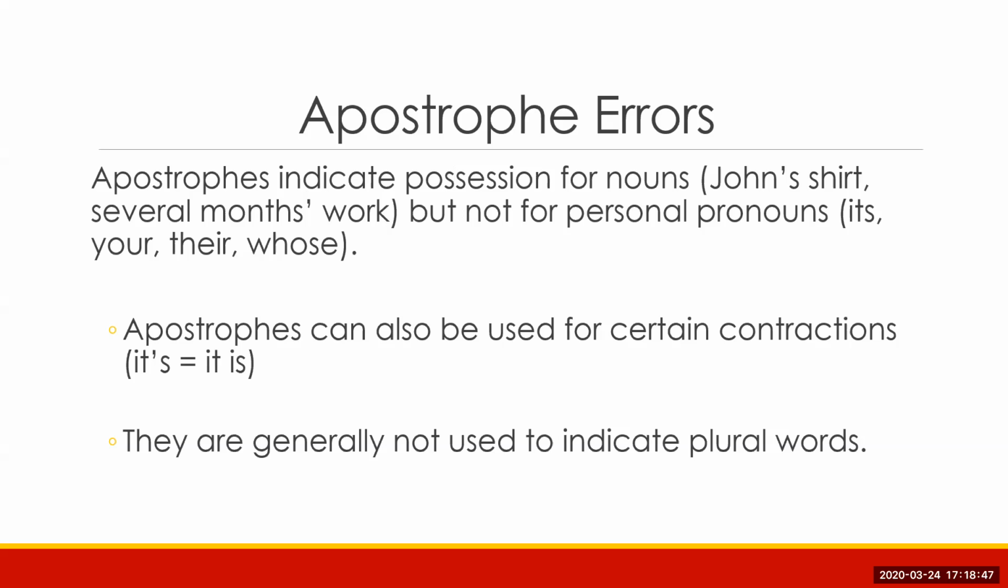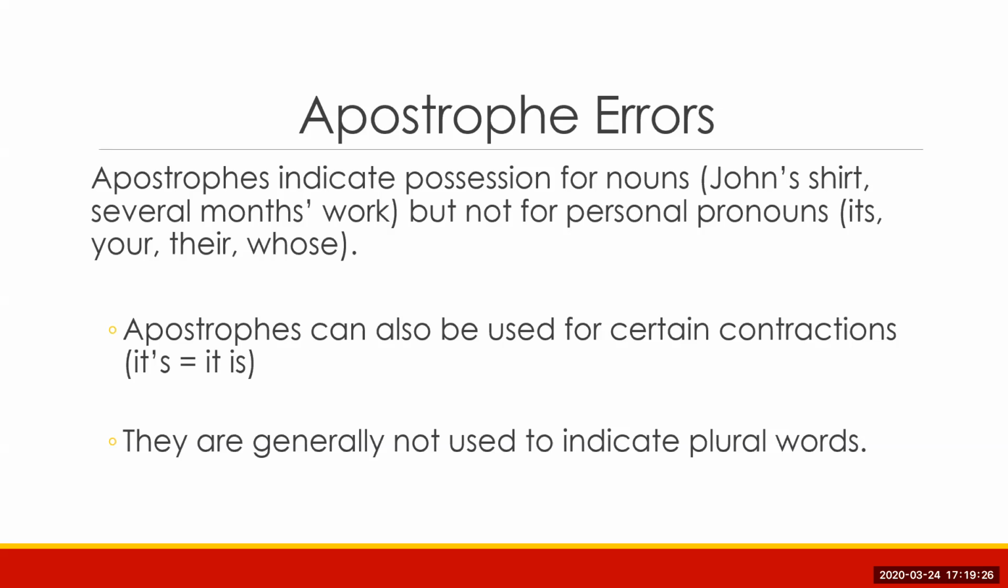Okay, so the next thing we're going to cover are apostrophe errors. Apostrophes indicate possession for nouns. So essentially that shows when a noun possesses something, like for example, John's shirt, several months' work, but it's not for personal pronouns like its, your, their, whose. Those things do not need apostrophes, so you wouldn't say your apostrophe S or their apostrophe S. You don't need to use apostrophes to indicate possession for pronouns like those, but you do need it for nouns in general.